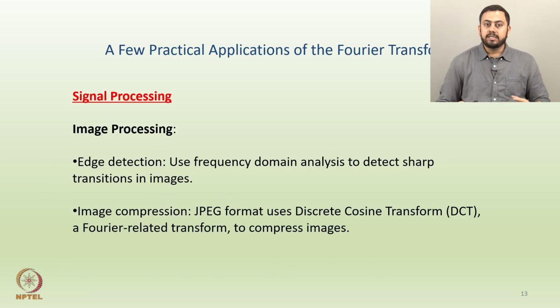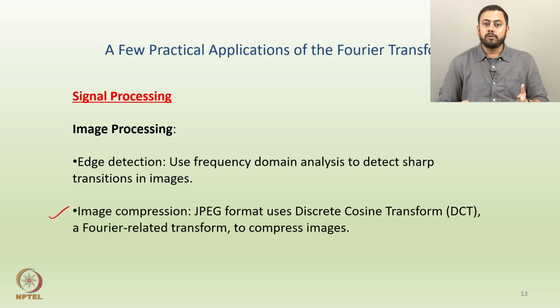Then the next one within signal processing could be image processing. The first one is edge detection. One can use frequency domain analysis to detect sharp transitions in images. So, if you have any deteriorations in images, or if you see any transitions in any of the images, then those could be potential outliers, and one can detect those using frequency domain analysis. The next one could be image compression.